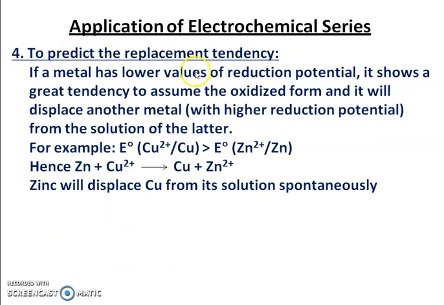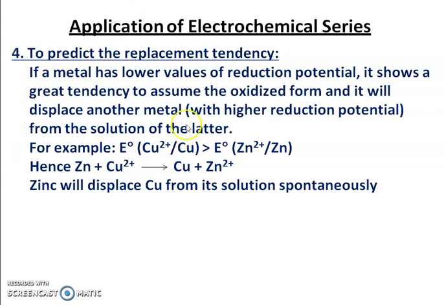The fourth application is that we can predict the replacement tendency. That means in the electrochemical series, if a metal is above the SHE, the standard hydrogen electrode, that metal has a lower value of reduction potential as compared to a metal placed below the SHE. So the metal which is placed above the SHE will have a greater tendency to displace another metal placed below the SHE from the solution of the metal.